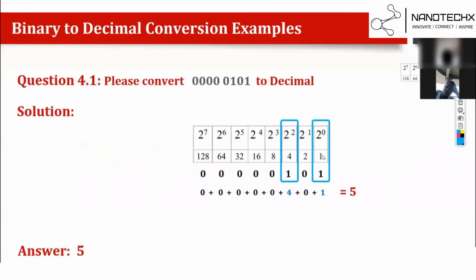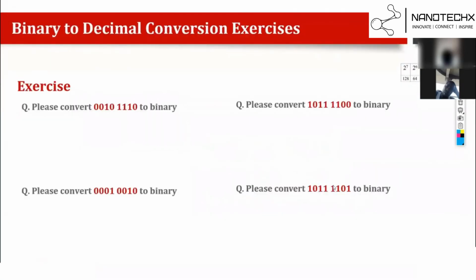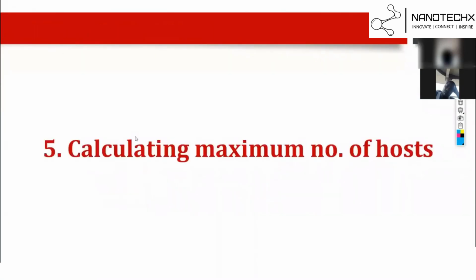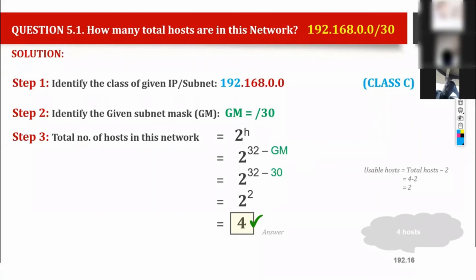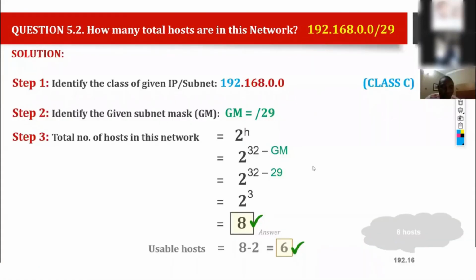We write these numbers as powers of 2, and then we multiply and add them to find our decimal number. Then we discussed in section number 5 how to calculate the maximum number of hosts. Very simple, now everybody knows about that: 2 raised to power h, where h is equal to 32 minus the given mask. So we subtract the mask from 32 and raise 2 to that power, which gives us the number. And then out of those, we always have to subtract 2, because the first and last one cannot be used, to get our usable IP addresses.